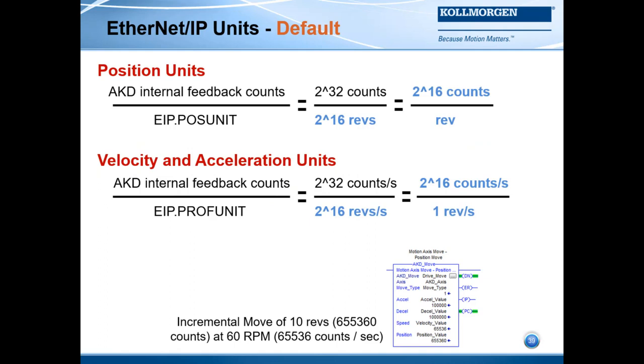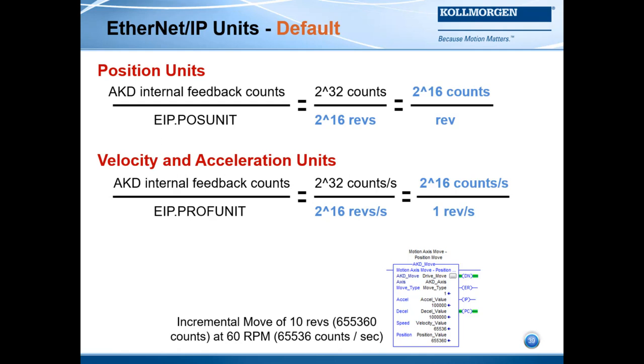So here's just more details showing the formula for position units and velocity and acceleration units. What this means is that in this example block below, the AKD move has a target position value of 655,360, just 10 times the 65,536 for one revolution. That means that if you were to execute this move, it would go a relative distance of 10 motor revs.